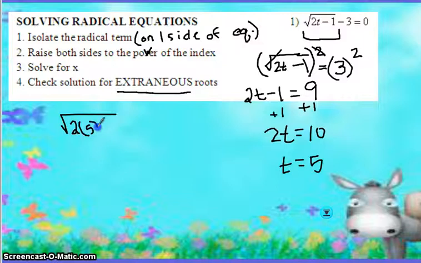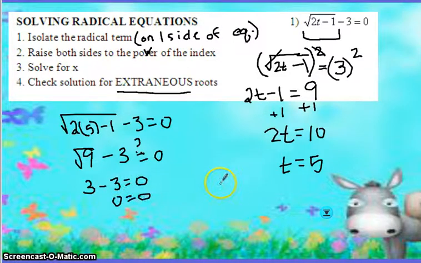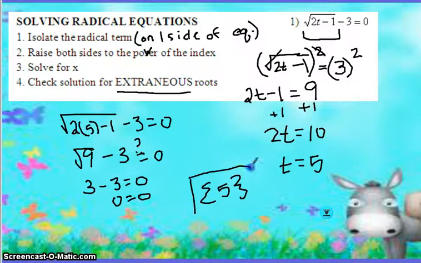We're going to plug in 5 and check to see that it works in the original equation. So 2 times 5 would give me 10, minus 1 would give me 9. So this would be the square root of 9 minus 3. Does that equal 0? Well, square root of 9 is 3. 3 minus 3 does equal 0. So our solution here, 5, we solved for and checked. We are done.